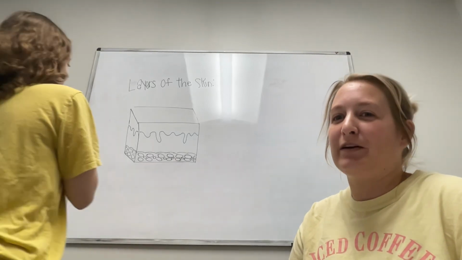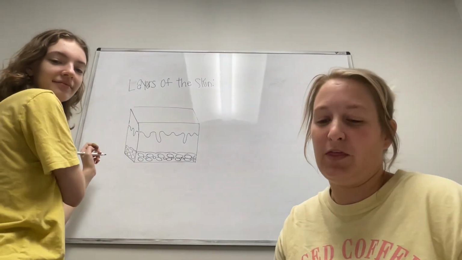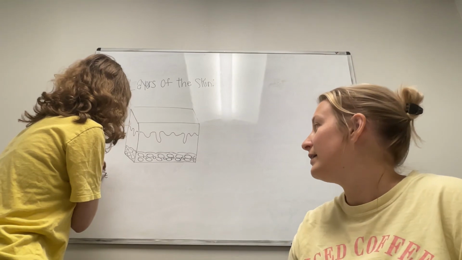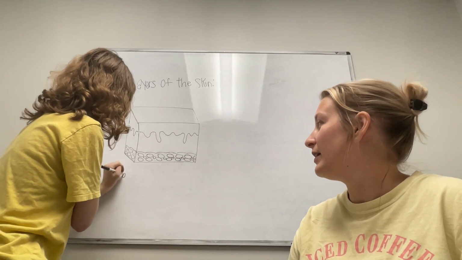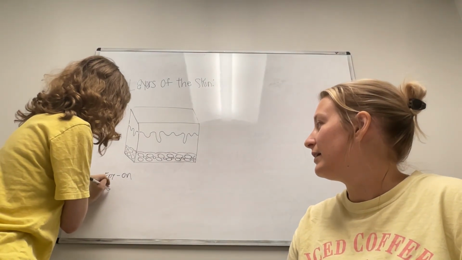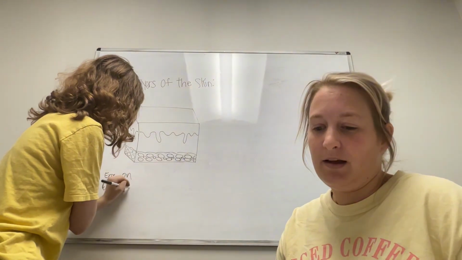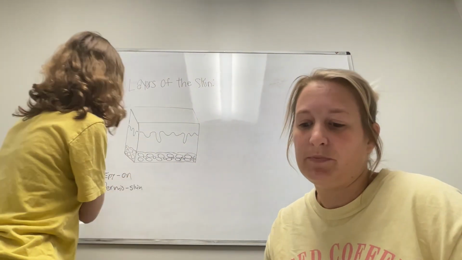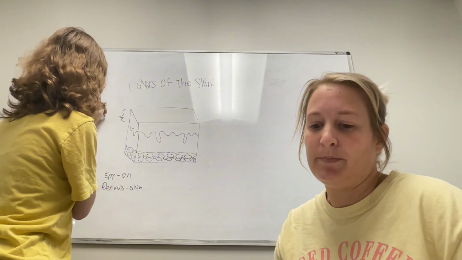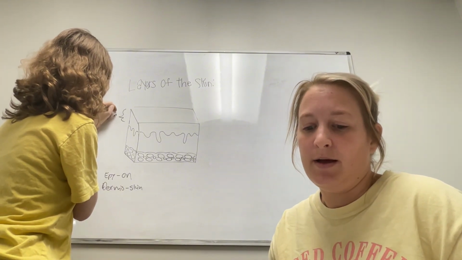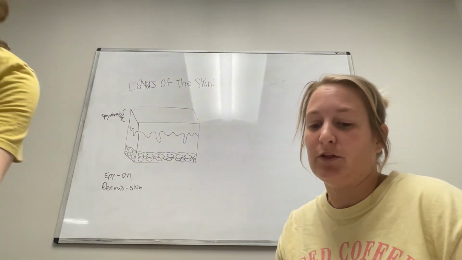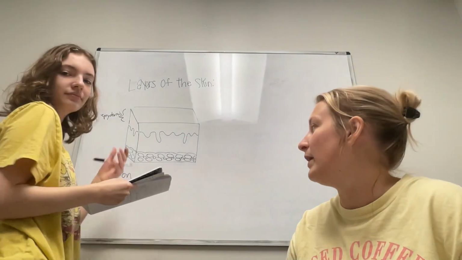We're going to talk about the layers of the skin. We're going to start with the epidermis. Epi refers to on, and dermis refers to skin. The epidermis is the outer layer that you can see or touch. It has keratin, a protein inside the skin cells with other proteins that stick together to form the epidermis.